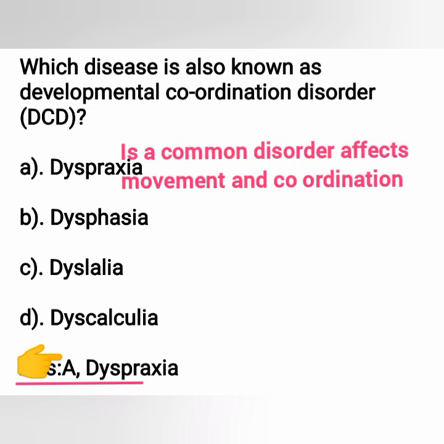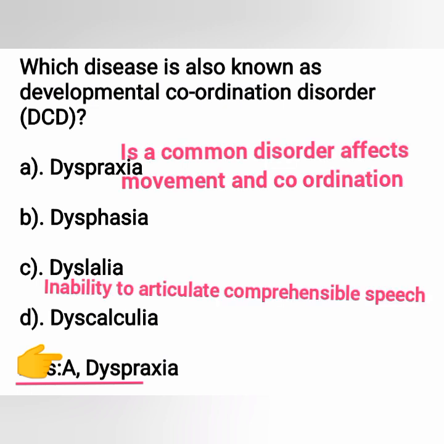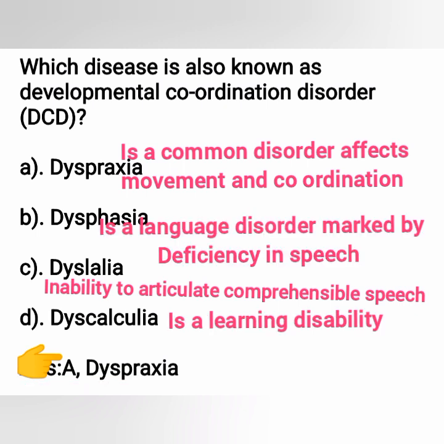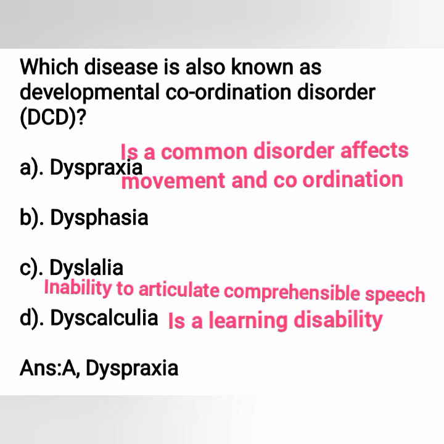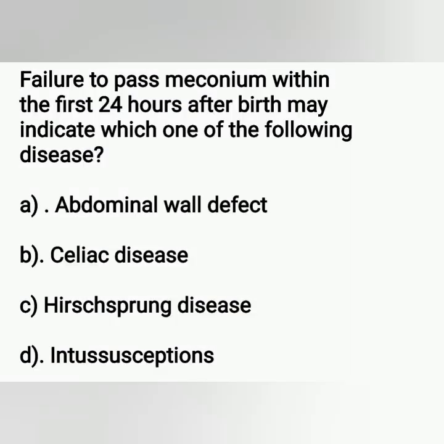Dyspraxia is a common disorder that affects movement and coordination. And option C, dyslalia, is an inability to articulate comprehensible speech, that is known as dyslalia. Dyscalculia is a learning disability. And option B, dysphasia, is a language disorder marked by deficiency in speech. Move on to the next question.